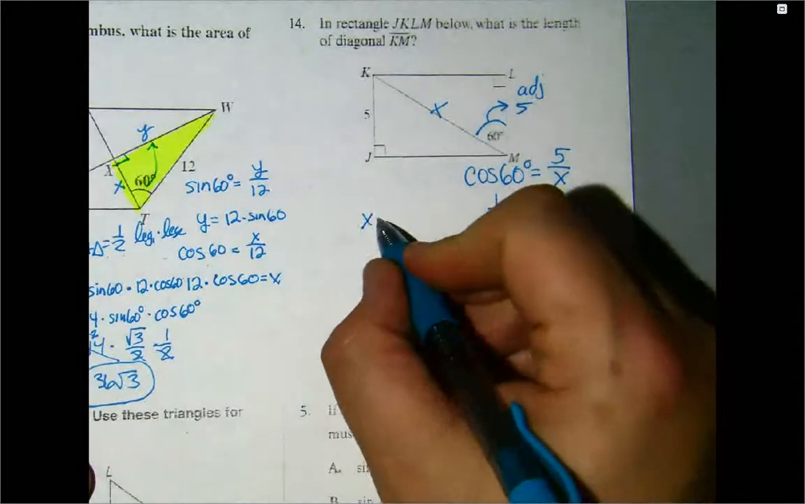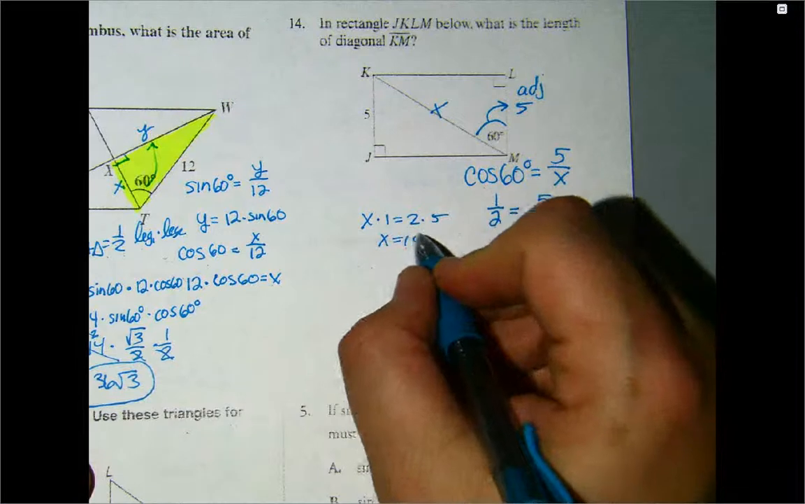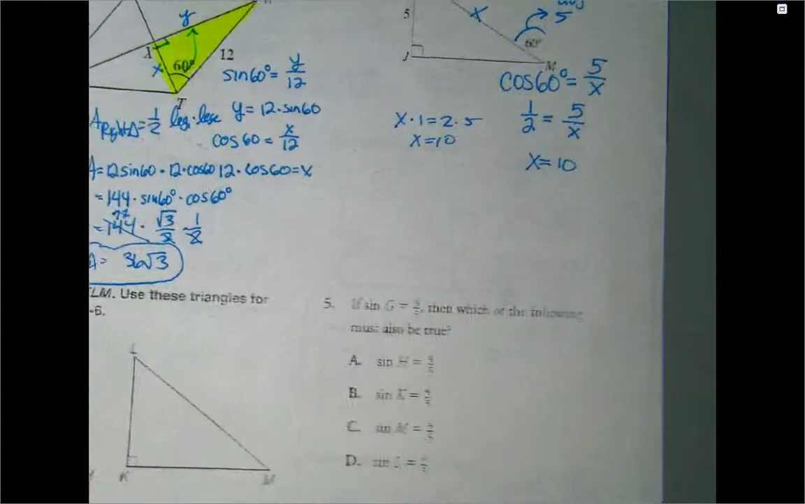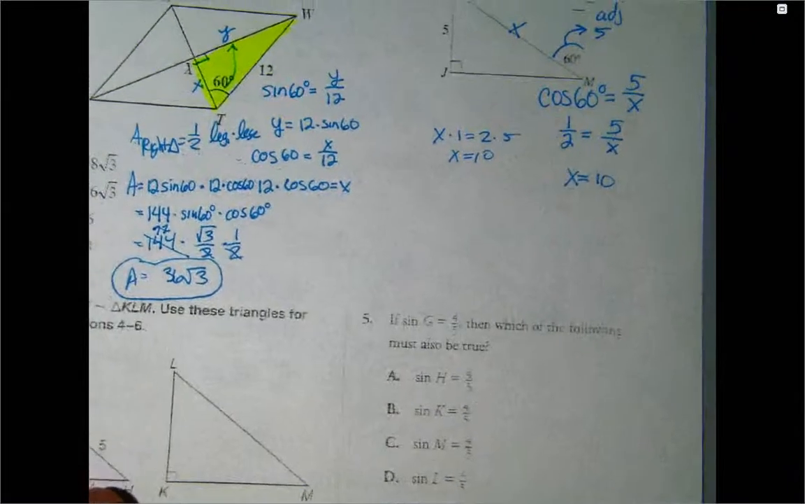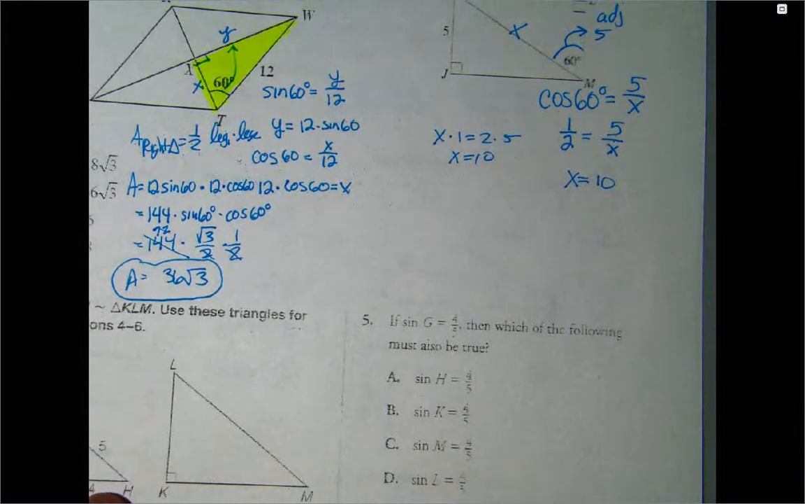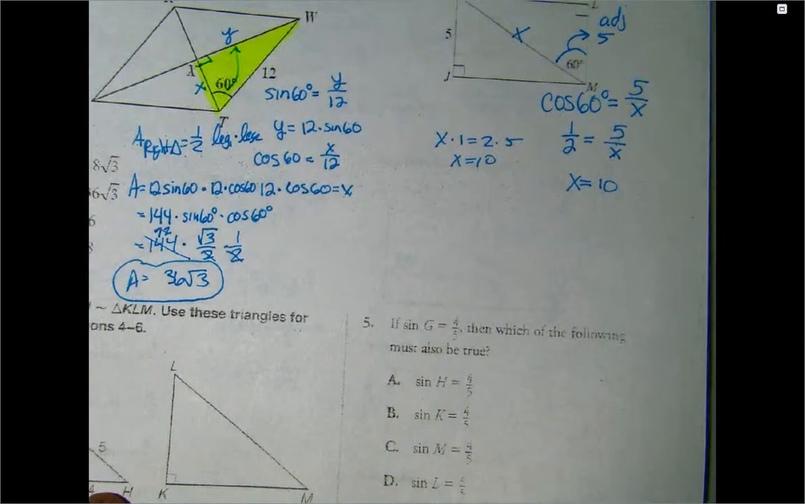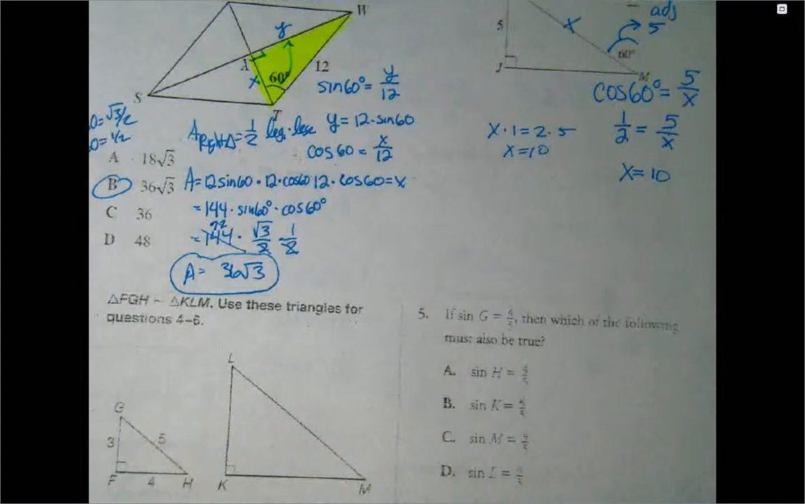Would you have been able to do cos 60 times 5 to get the answer? No, that would have given you a different answer. So you got to put the stuff in the right spot. Trigonometry is all about making sure that everything is going in its right spot, or else the answers are going to come out all messed up. So make sure that you're putting things in the right spot. 10 is the answer.